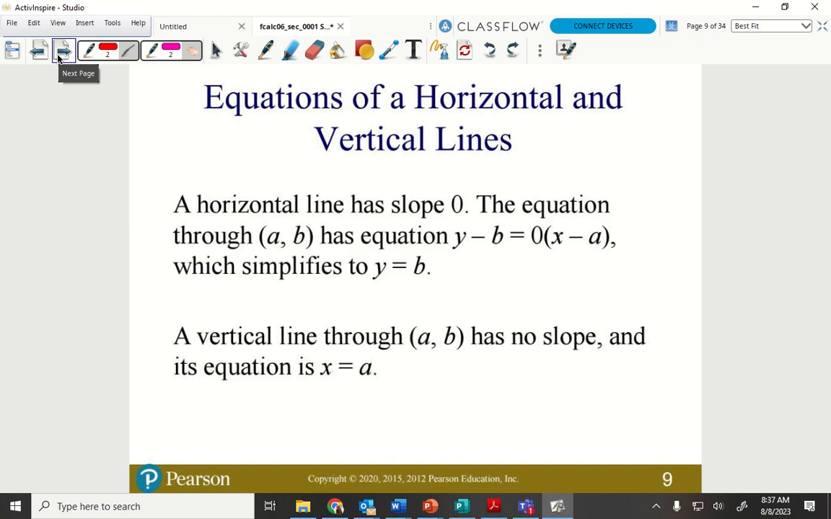Equations of horizontal and vertical lines. A horizontal line has a slope of 0. That's where my delta y equals 0. That's important. So this is my delta y equals 0. The equation looks like this, and if it is plugged in accordingly, it's y equals b. And b is this number right here. It's the y value. That is going to be my horizontal line because it's a flat line, and wherever it crosses the y-axis is where that goes horizontal, all the way across.